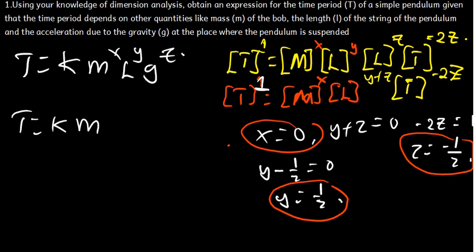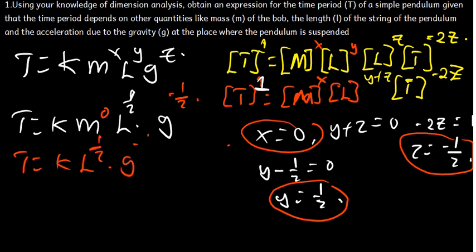What is the value of x? It is 0. And then we have l. What is the value of y to the power y? y is 1 over 2. Okay, times we have g. z is negative 1 over 2. Now we can see that any number to the power 0 is 1, meaning this part here is going to give us 1. So our period is going to be equal to k l to the power half times g to the power negative half.